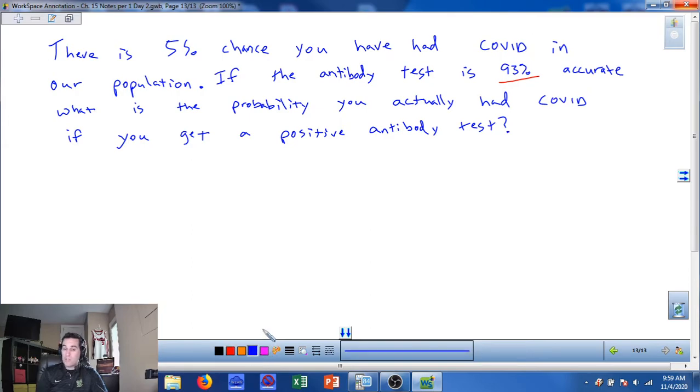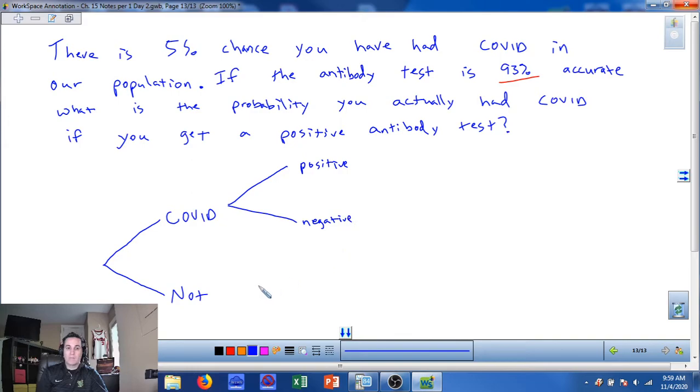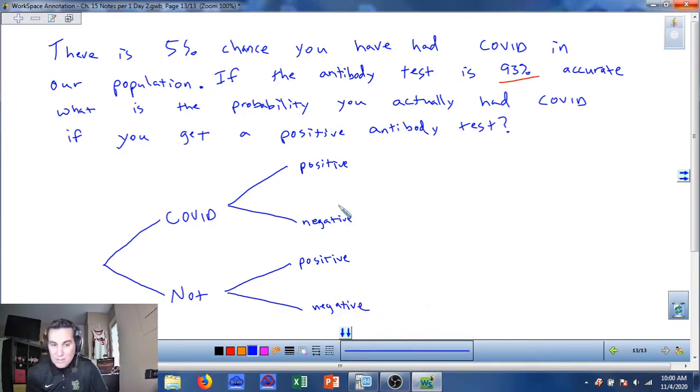Okay, so this is a tree diagram because you have two events. You either had COVID or you didn't, and then you either get a positive test or you don't. So there are two things happening here. So my first level is I either had COVID or I didn't. So I'll put COVID or not, right? That's the first level of my tree. The second level of my tree, I go get an antibody test, and I test positive, or I test negative on my antibodies. I could also have been here, right? Didn't have it, but I could test positive, or I could test negative on my antibodies. Okay, so there's the tree of everything that can happen.